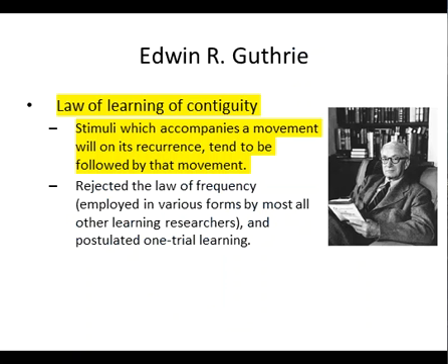Now let's talk about Guthrie. The law of learning contiguity. Stimuli which accompany a movement will on its recurrence tend to be followed by that movement. So when the stimuli come back, you will see that same movement. He rejected the law of frequency employed in various forms by most all other learning researchers and postulated that we could have one trial learning. The idea that there could be something significant enough that we learn it once and it's done.